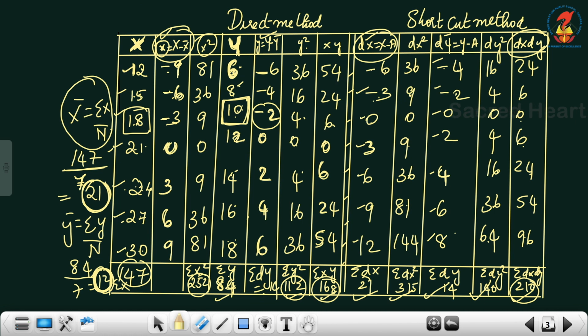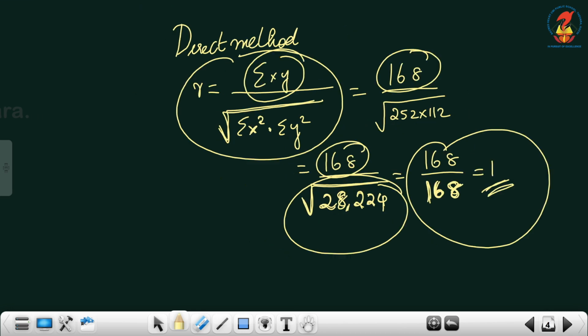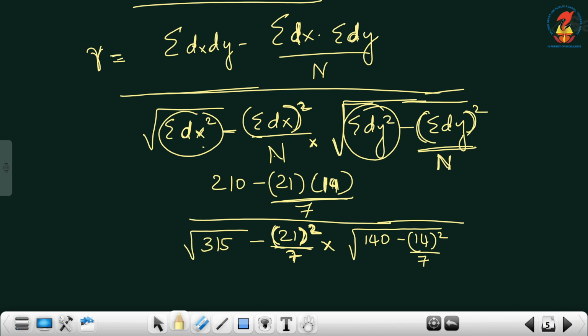What is sigma dx square? Total of dx square, 315. This is the value, 315 minus sigma dx, already you know, it is 21, the whole square divided by 7, into root of sigma dy square. What is sigma dy square? Sigma dy square is 140 minus sigma dy, already you know it is 14, the whole square divided by 7.